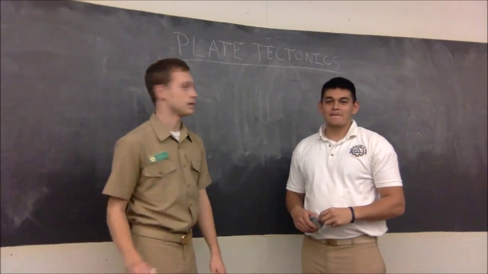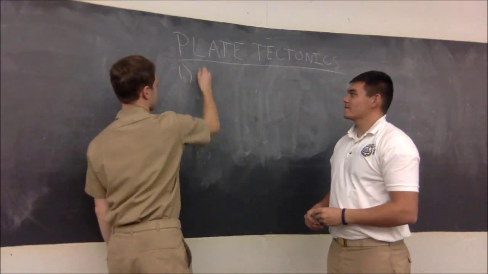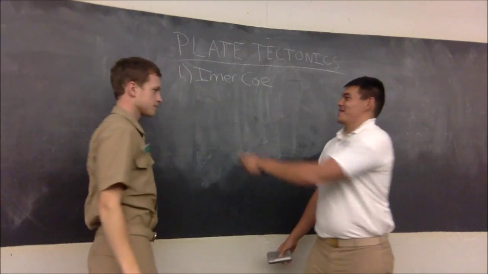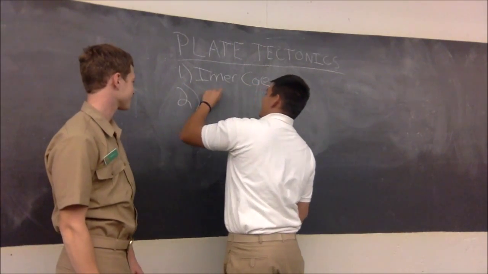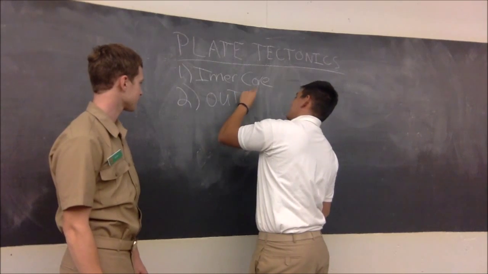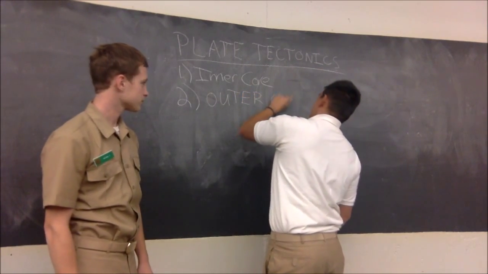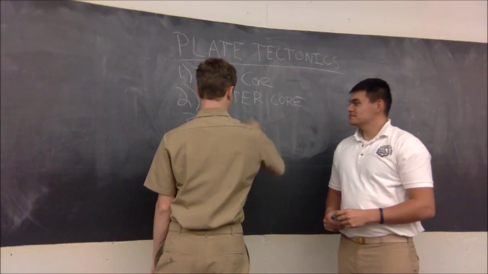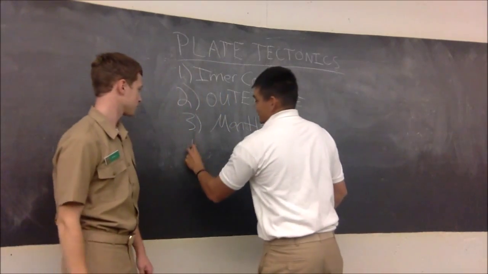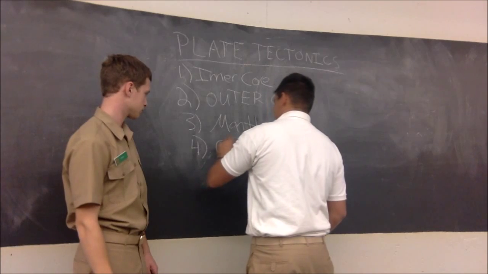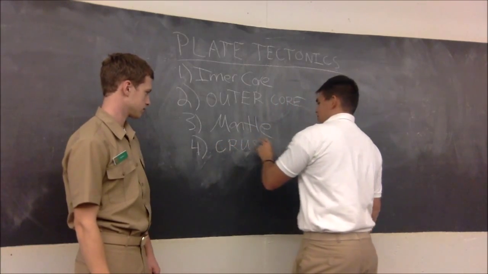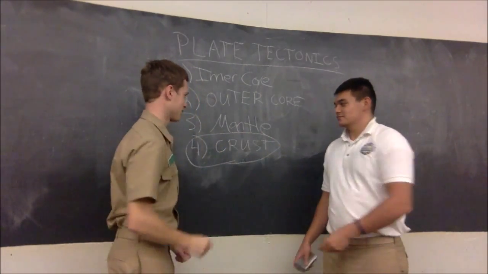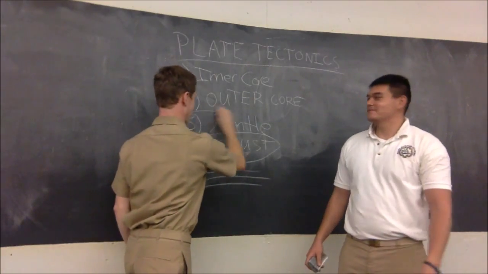And our video is on plate tectonics. The Earth is layered into many parts. There's one, the inner core. Two, the outer core. Three, the mantle. And four, the crust. With plate tectonics, everything has to do with the crust and the mantle.